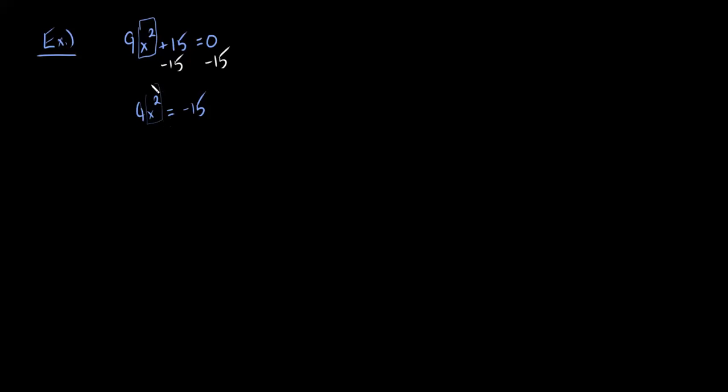I still don't have this isolated yet. 9 is multiplying x squared, so I want to divide each side by 9. That's going to get me x squared is equal to negative 15 over 9.